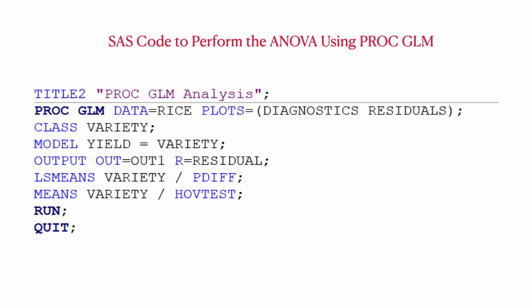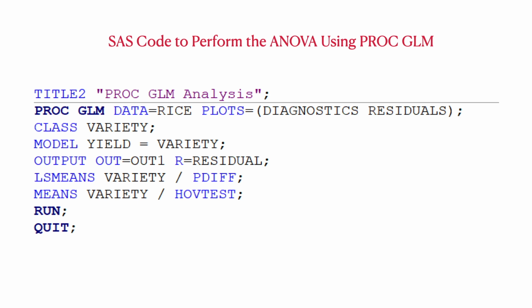And so here is the SAS code to perform the ANOVA using PROC GLM. Now we've got several statements in here that you may not have seen before. We're going to focus on the first few within the PROC GLM statement. So we invoke PROC GLM, and then we tell it the data set that contains the data we're going to be analyzing. And I'm also telling it to print out some diagnostic plots as well as the residual plots.